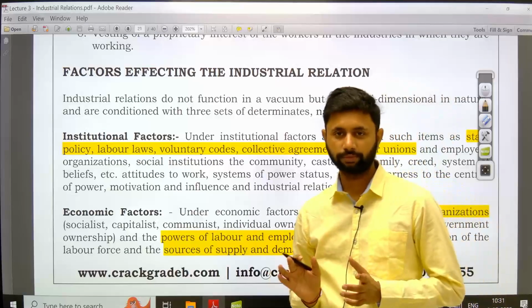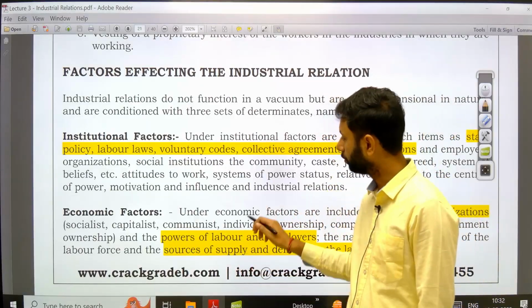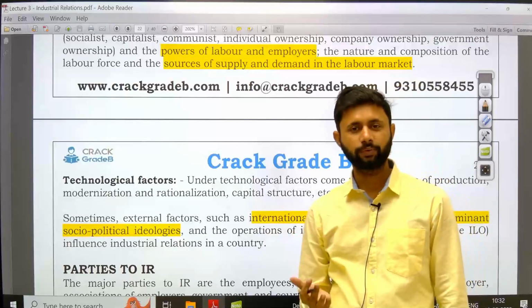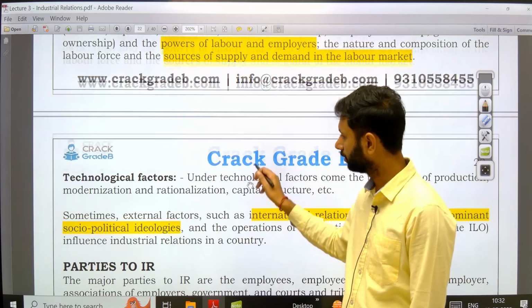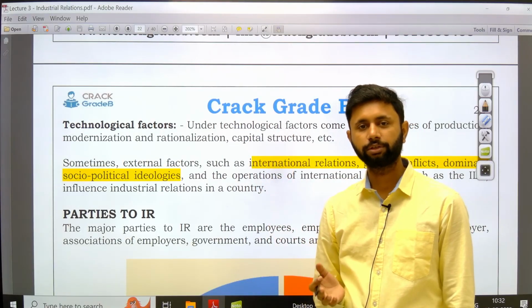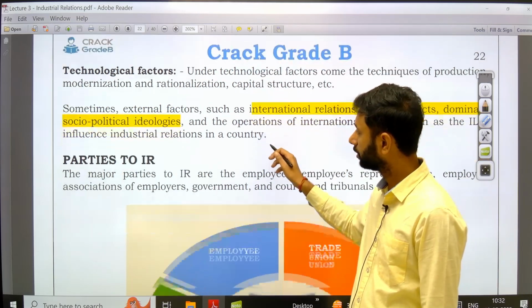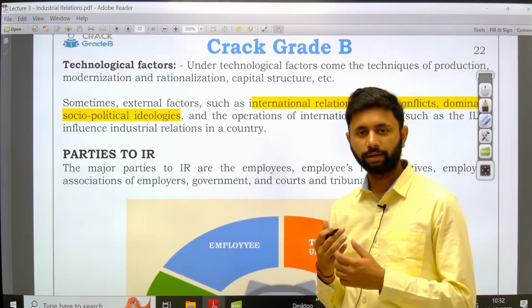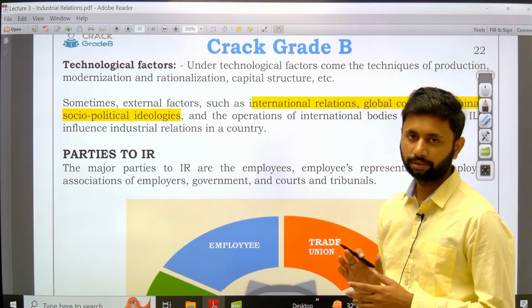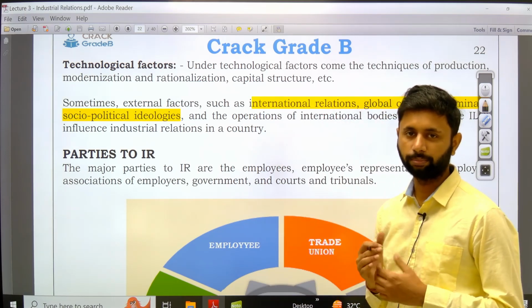So we had discussed factors affecting industrial relations. I hope you get all these things, and I hope even if you get any question regarding factors, you can adjust and you can infer, you can easily and logically bring out the factors that can affect industrial relations and in what manner. Okay.